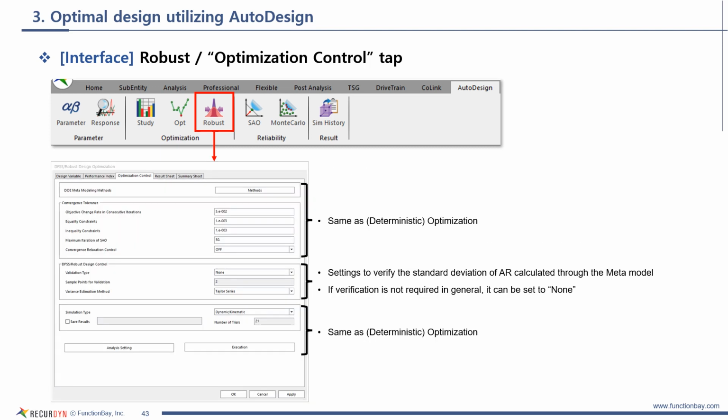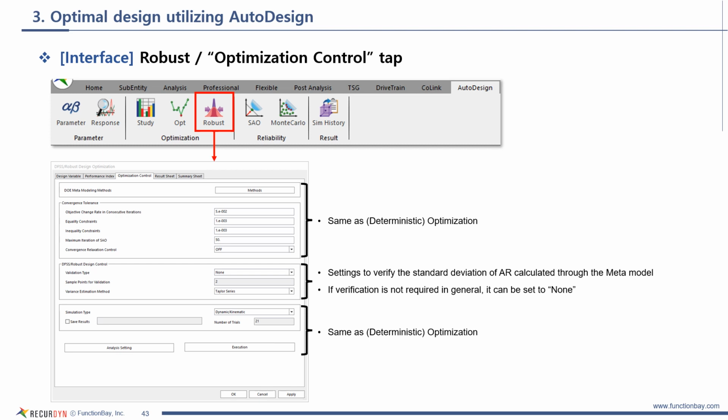Next is the Optimization Control tab. Except for the DFSS, Robust Design Control section, the settings are the same as in deterministic mode. Here, DFSS refers to Design for Six Sigma. This setting is an option for a process that users can selectively perform. During the optimization process, when calculating the standard deviation, a meta model is used.